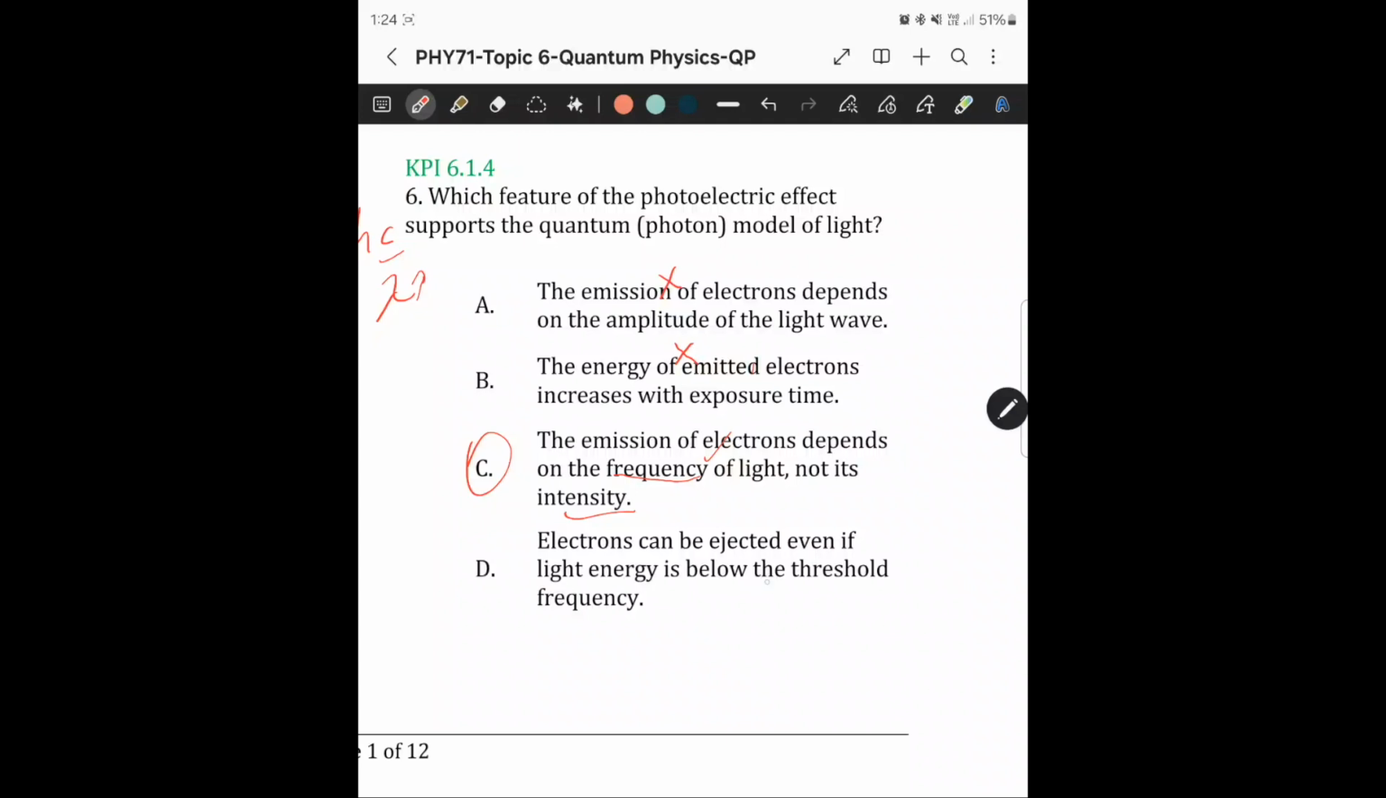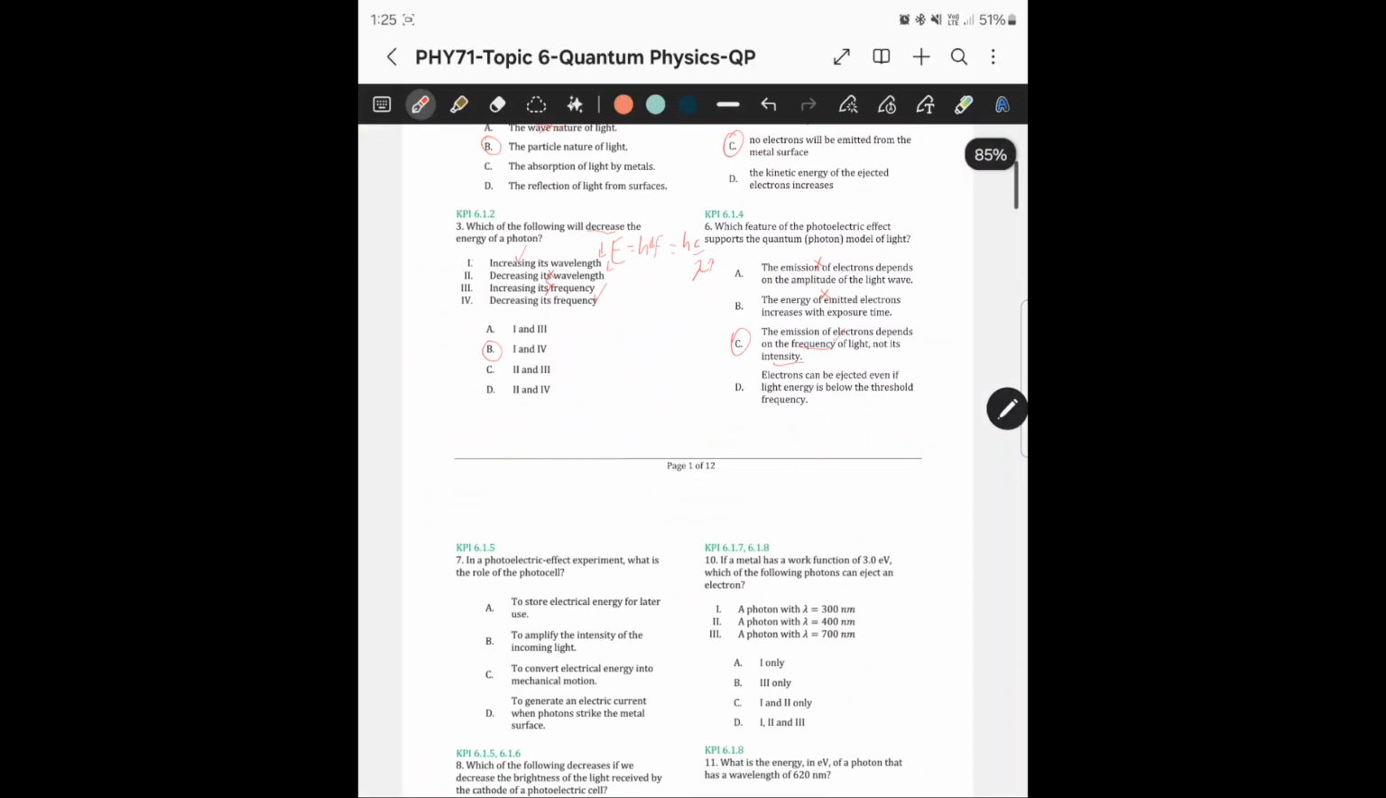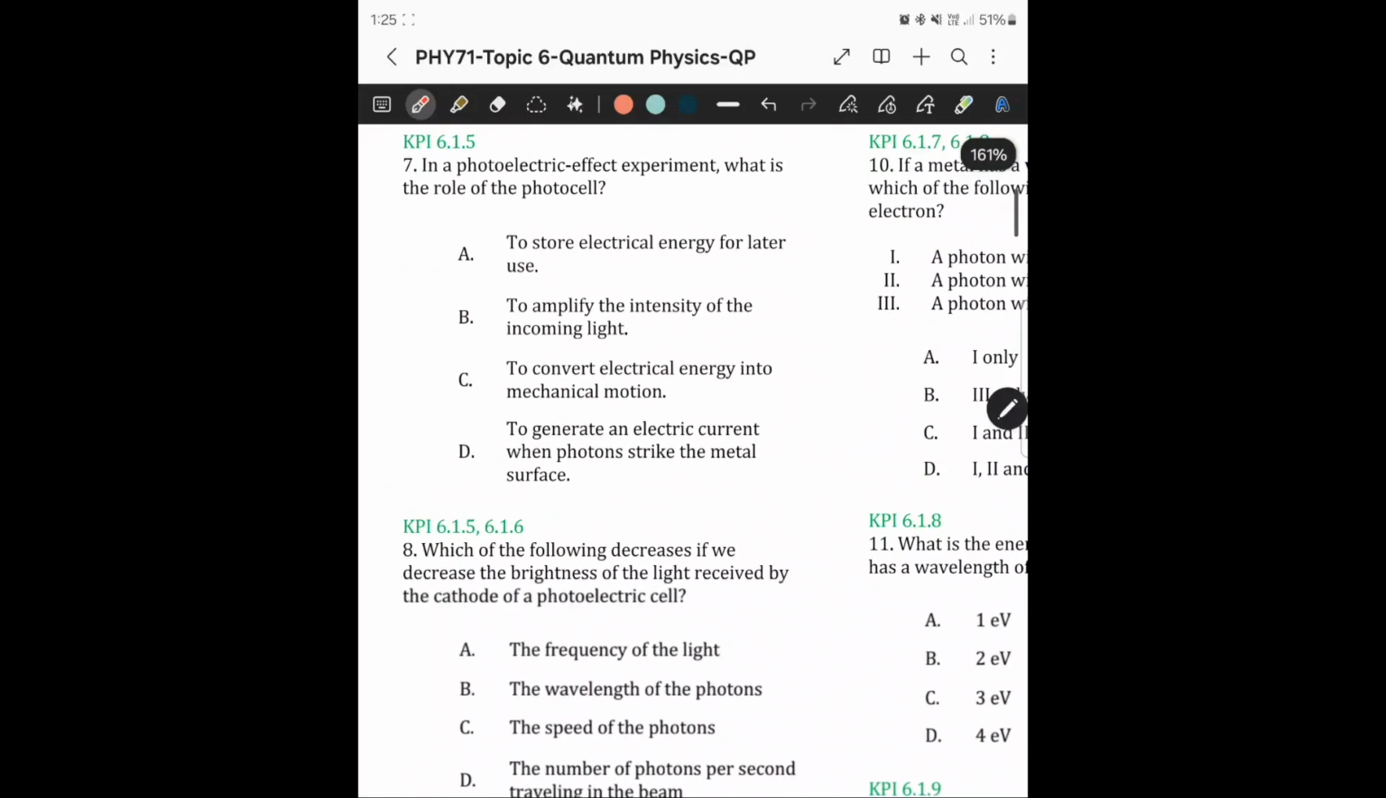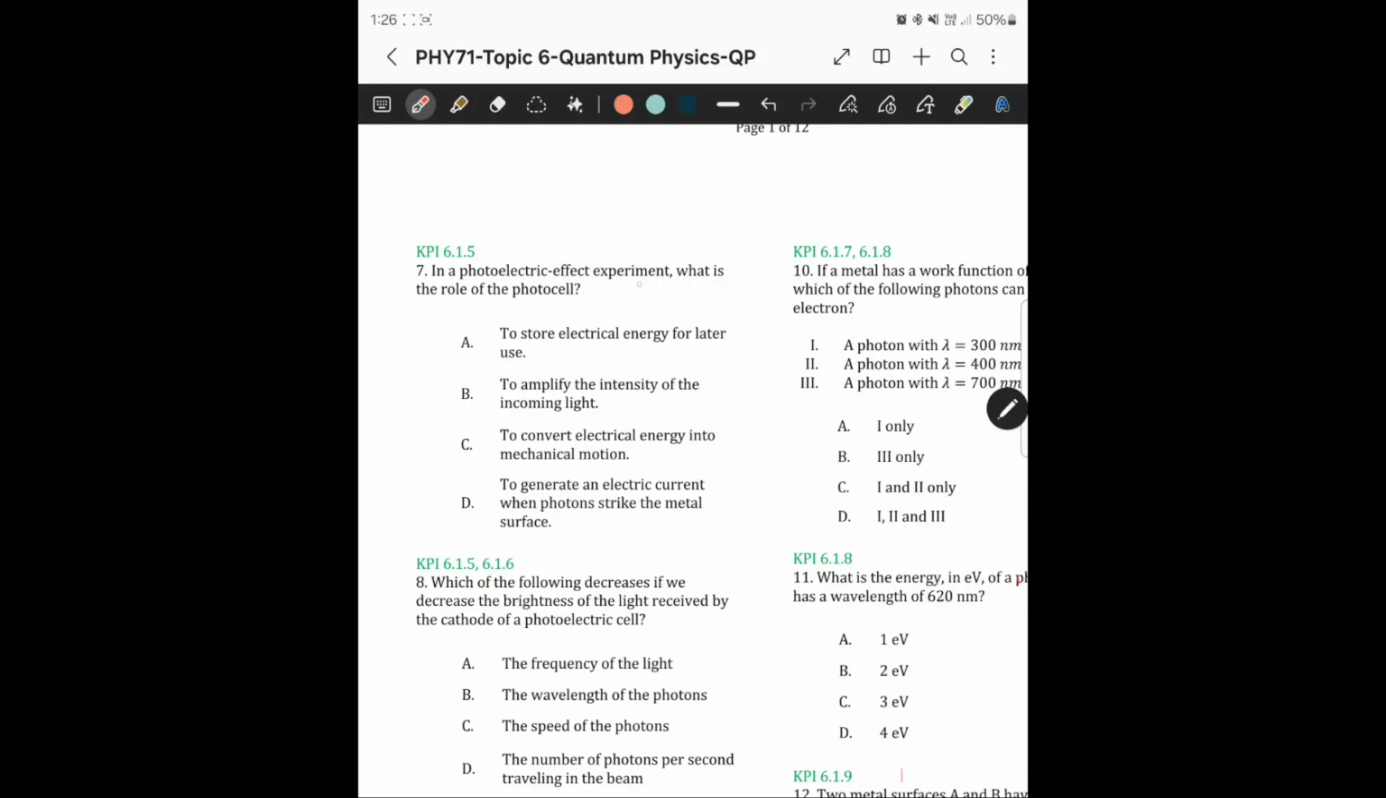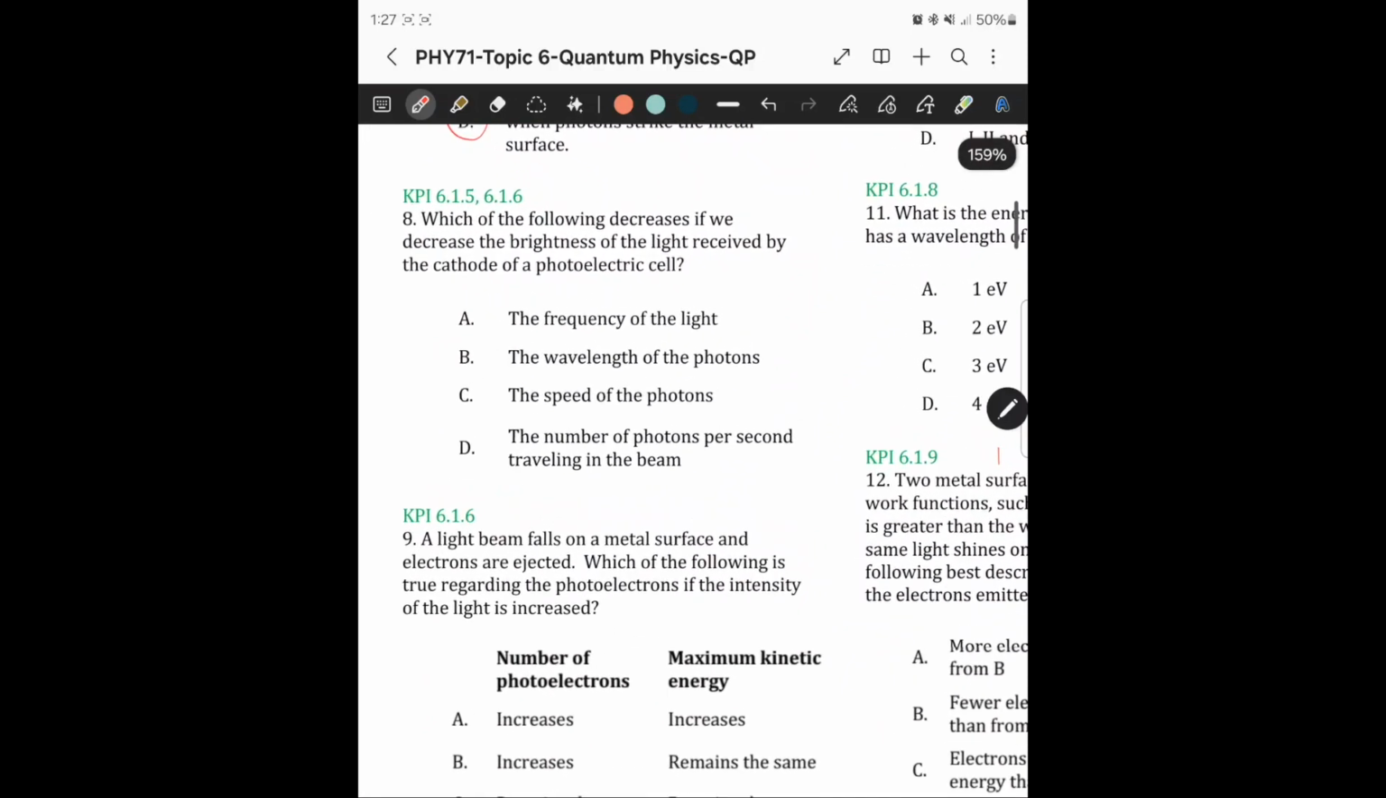So electrons can be ejected even if the light is below the threshold? No, they will not be ejected. It will not have enough energy to leave the atom. That's not good. So for question 7, it's asking about the role of the photocell. This is the thing that's making the electrons actually move. So we're trying to get electric current when the light shines on it. So it's not for storing electrical energy. We're not trying to amplify the signal. We're not doing any energy conversion. We want to generate an electric current when photons strike. This is a good one. We want to create electricity when light hits the surface. So D is a good option there.